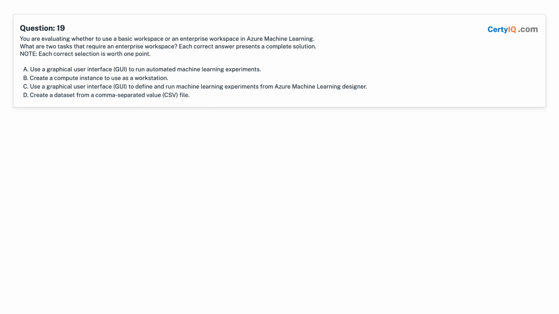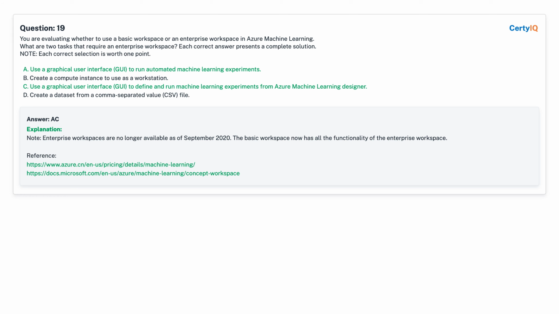Question 19. You are evaluating whether to use a basic workspace or an enterprise workspace in Azure Machine Learning. What are two tasks that require an enterprise workspace? Each correct answer presents a complete solution. Note: each correct selection is worth 1 point. A. Use a graphical user interface (GUI) to run automated machine learning experiments. B. Create a compute instance to use as a workstation. C. Use a graphical user interface (GUI) to define and run machine learning experiments from Azure Machine Learning Designer. D. Create a dataset from a comma-separated value CSV file. Answer is C. Use a graphical user interface (GUI) to define and run machine learning experiments from Azure Machine Learning Designer.